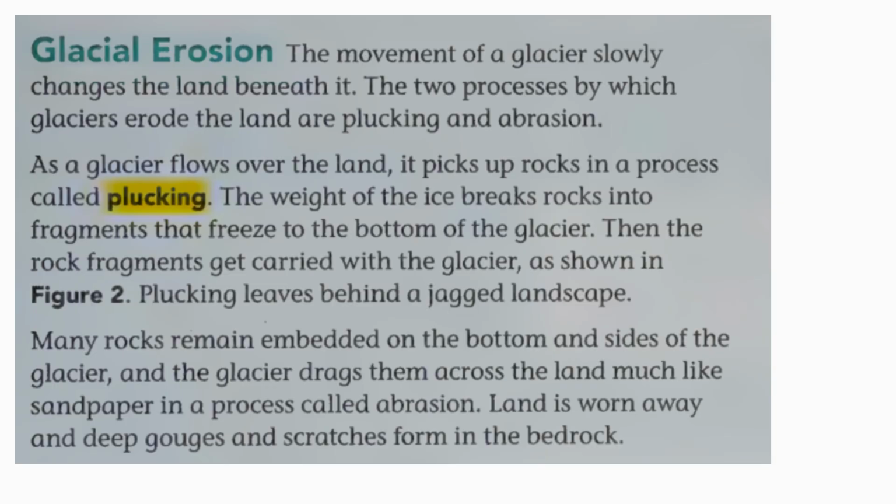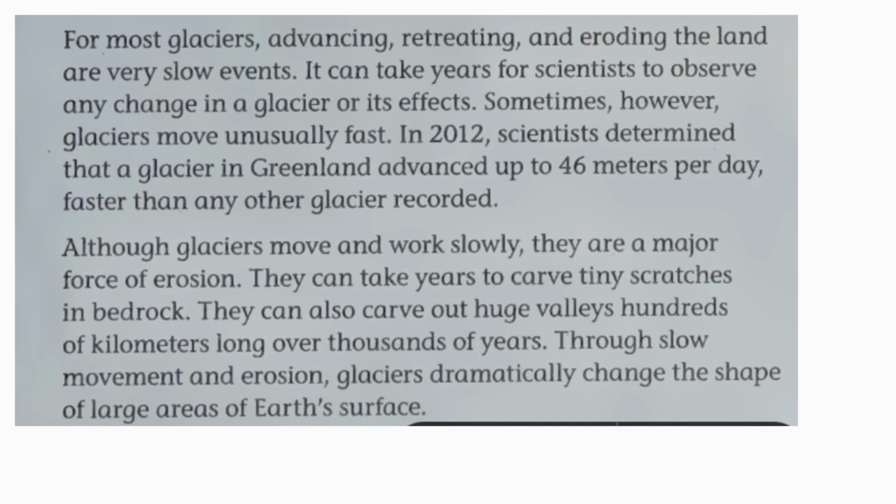Many rocks remain embedded on the bottom and sides of the glacier, and the glacier drags them across the land much like sandpaper, in a process called abrasion. The land is worn away and deep gouges and scratches form in the bedrock. For most glaciers, advancing, retreating, and eroding the land are very slow events. It can take years for scientists to observe any change in a glacier or its effects.